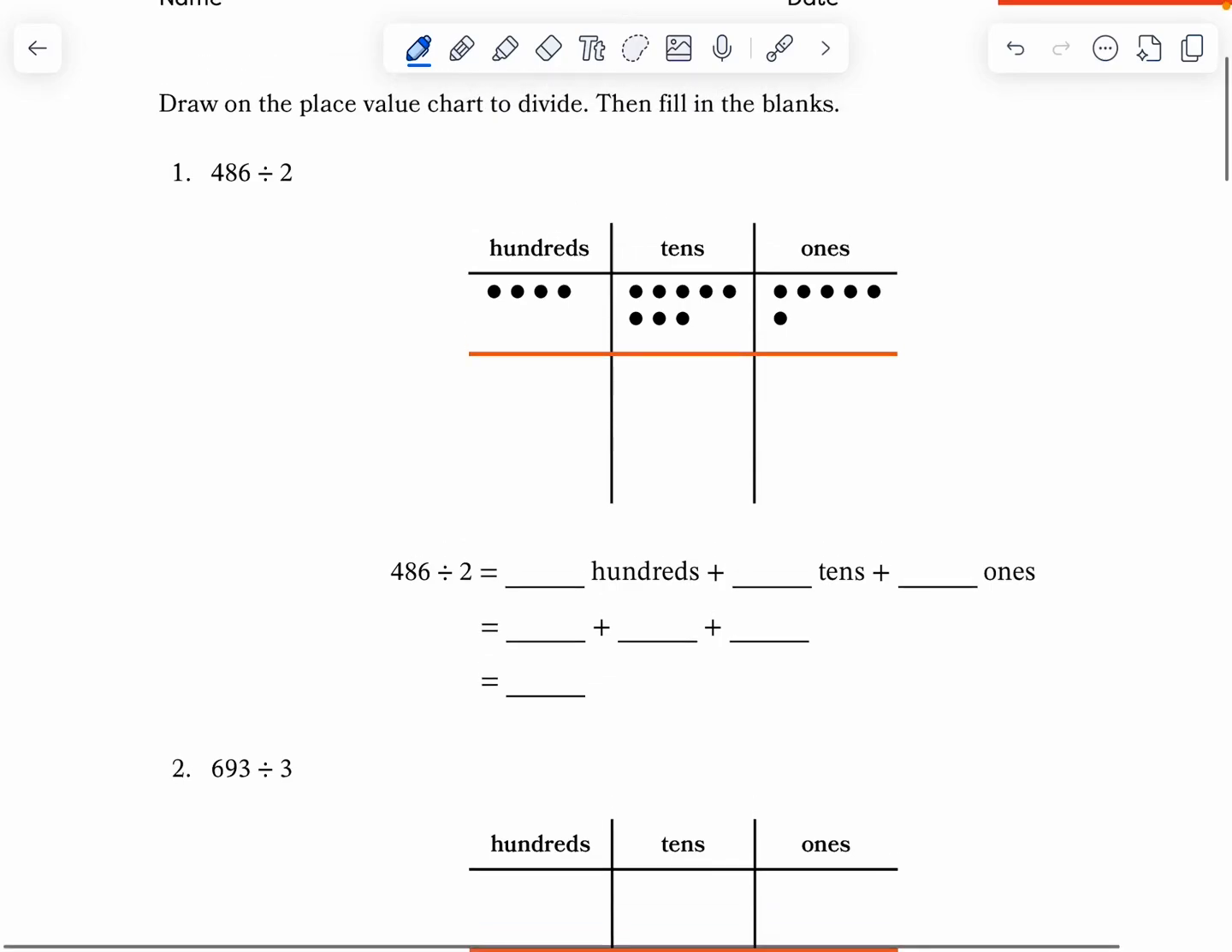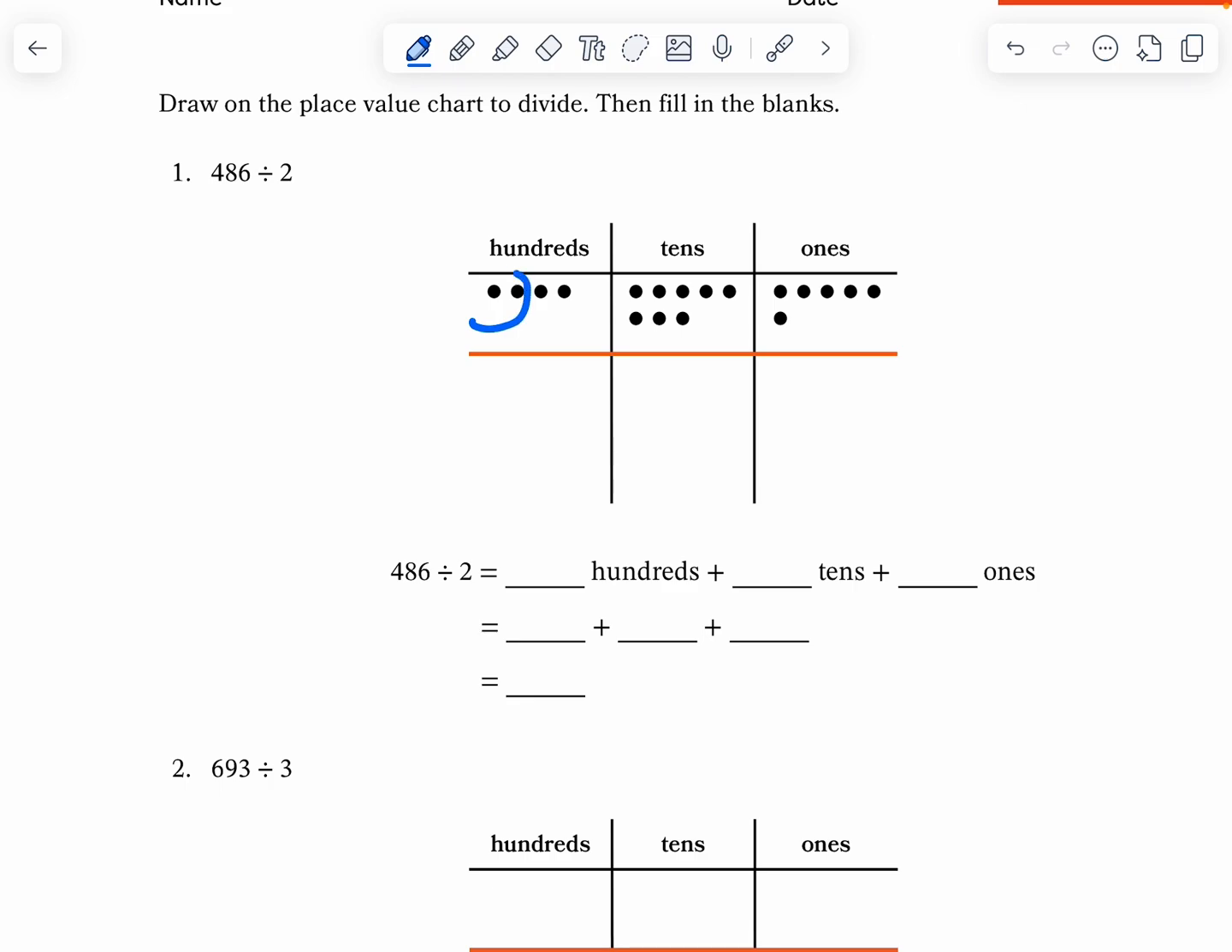Let's look at our first problem. 486 divided by 2. Looking at the place value chart, they have basically decomposed this number. And we have 4 in the hundreds place, 8 in the tens place, and 6 in the ones place. And we're going to divide those up into 2 groups.